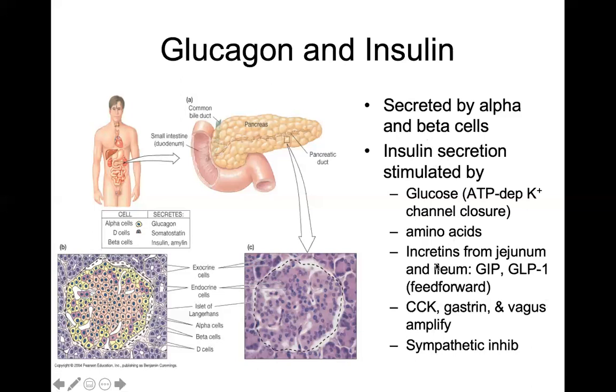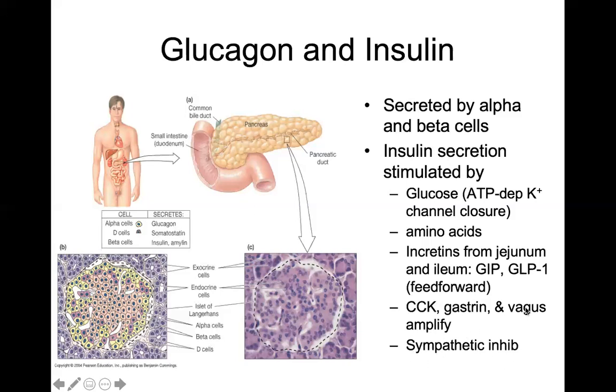Amino acids in the blood, incretins, and incretins are GIP and GLP-1. We talked about those already. But if you see GIP or GLP, you think that's going to act like insulin, even though I'm pretty sure GLP stands for glucagon-like peptide. It acts like insulin, so that's why we always do it in the abbreviated form so it doesn't confuse you guys. Okay, then the last couple, CCK, gastrin, vagus, amplify, and sympathetic inhibition.